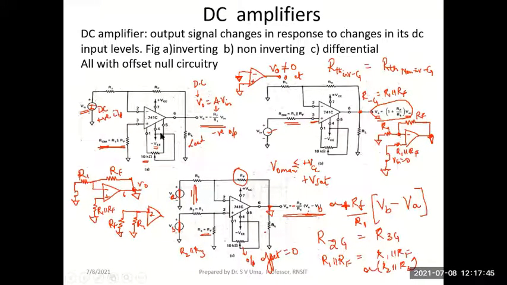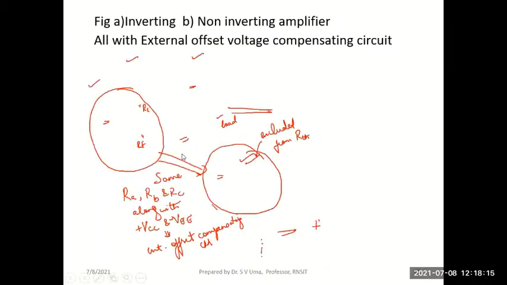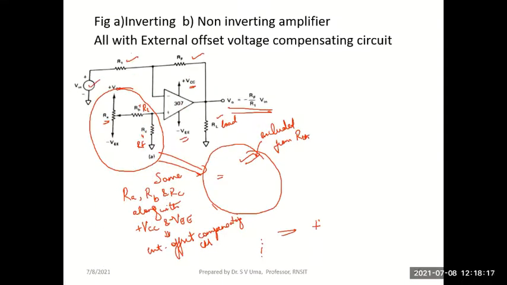And we discussed how we can have compensation for offset voltage by connecting a potentiometer between pins 1 and 5 and connecting the negative of the power supply to that. So all these circuits will make use of this offset null circuitry. We call this additional potentiometer which we connect between pins 1 and 5 the offset null circuitry, and those pins were called offset null pins.